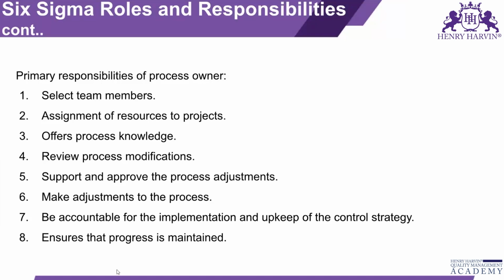Primary responsibilities of the process owner: select team members, assign resources to projects, offer process knowledge, review process modifications, support and approve the process adjustments, make adjustments to the process, be accountable for the implementation and upkeep of the control strategy, and ensure the progress is maintained. So what are the responsibilities?